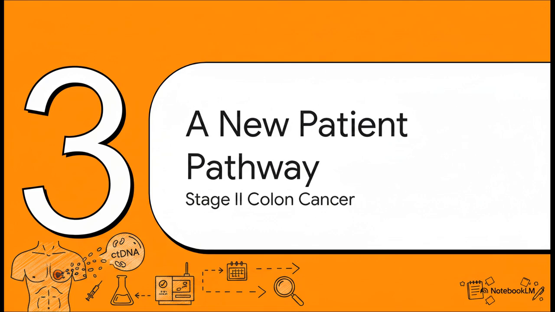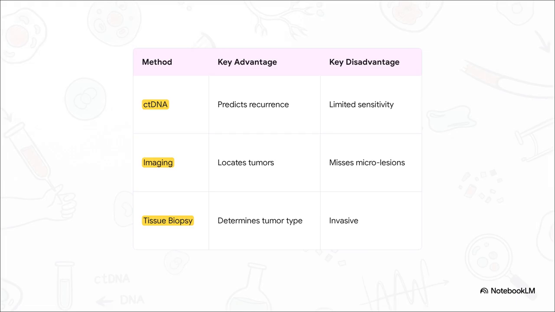Okay, so let's make this real. Let's walk through how this actually changes things for a patient. We'll use a hypothetical stage 2 colorectal cancer patient who's just had their surgery. This table just nails it, doesn't it? It shows exactly the gap that ctDNA fills. Imaging is absolutely essential for telling us where a tumor is and how big it is, but it's blind to the microscopic stuff. ctDNA, though, its whole job is that early prediction of recurrence.